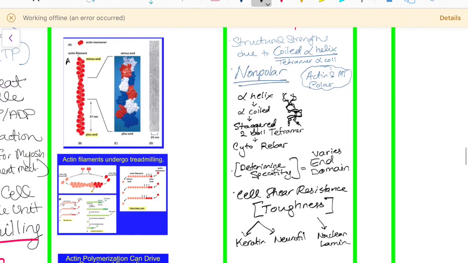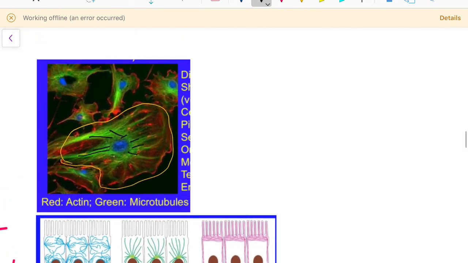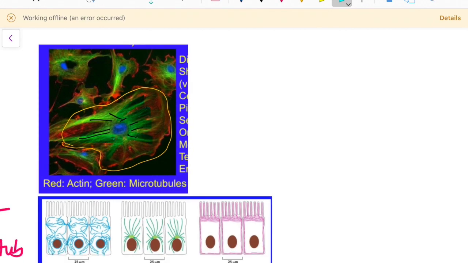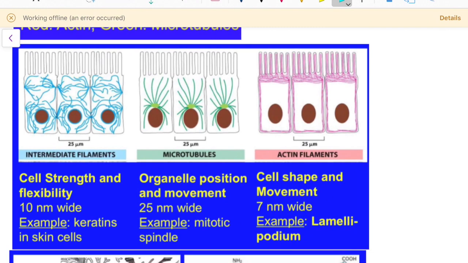If we go back to some images and look at this, here we have our outside, which is the actin that gives it the structure. You have the microtubules in the middle, basically, that stretch from that gamma tubulin. And here we have the three. We have actin, which is the smallest one, so it's 7 nanometers. Intermediate is intermediate in its width. Microtubule is the largest one in width. Actin gives the cell shape and movement. Intermediate provides the strength, and microtubule positions the organelles.